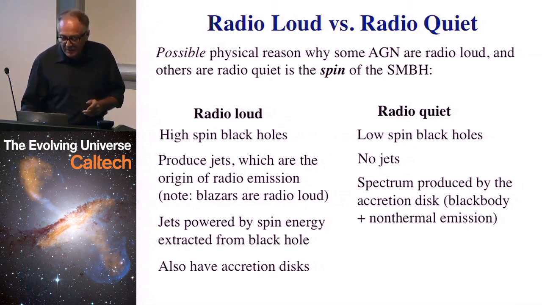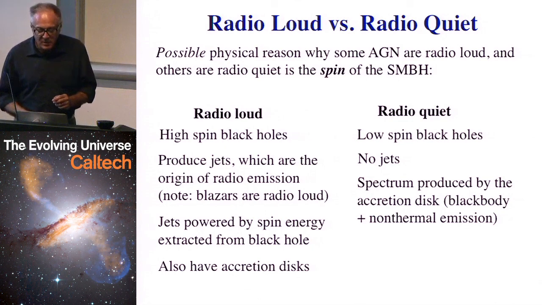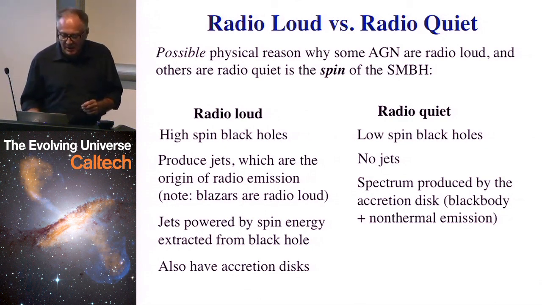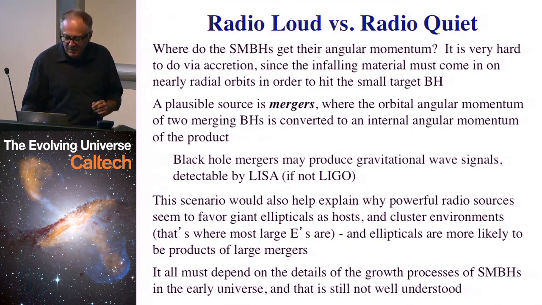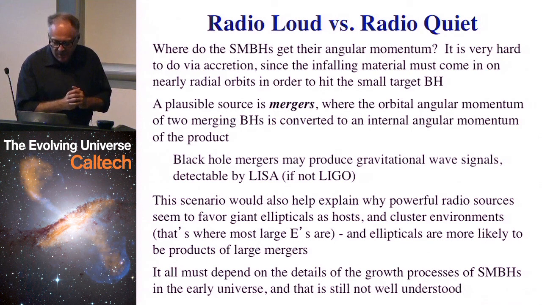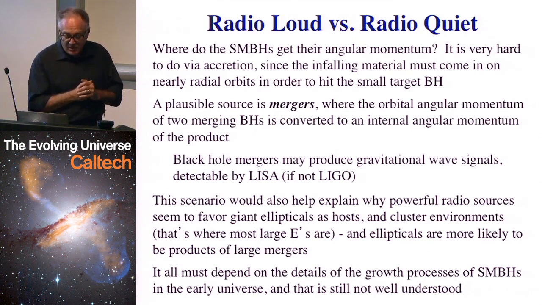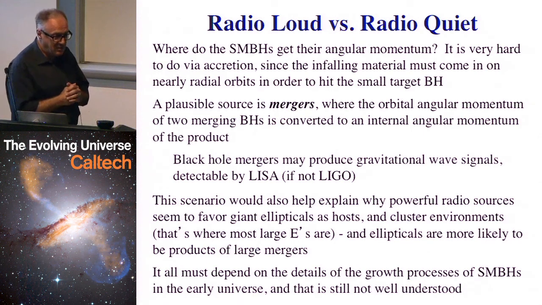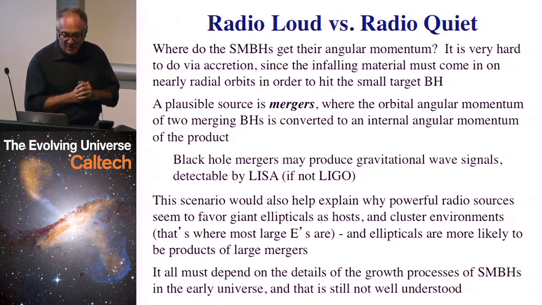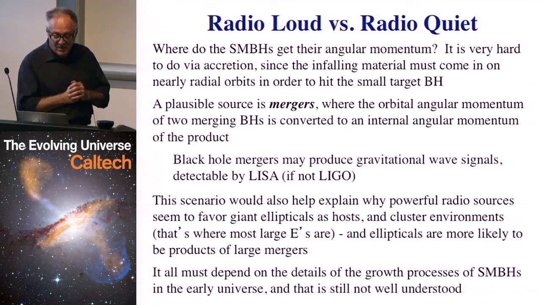And in the radio quiet case, black holes have low or no spin, and most of the emission is really produced just by accretion. So how can that be? Just like it's hard to spin up neutron stars to produce a millisecond pulsar, it's even harder to spin up black holes. And the best way is to do mergers.